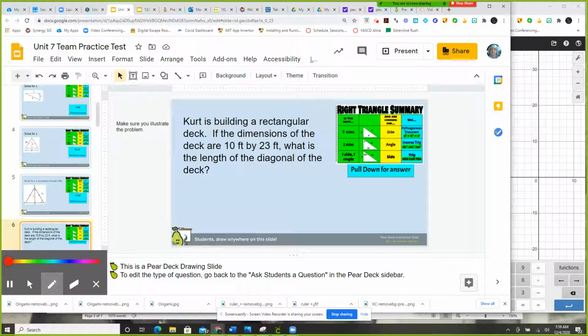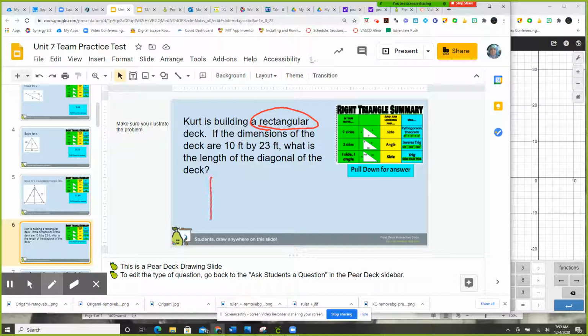A picture. What kind of picture should I draw? What shape? A right triangle or a... Exactly. So he's building a rectangular deck. So I'm definitely going to draw a rectangle. But then I cut it in half because it wants to know the length of the diagonal. That's where my right triangle comes in. So really, I'm drawing 2 right triangles on top of each other.